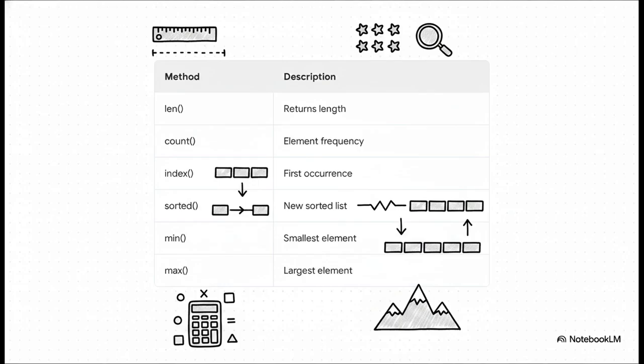And what about sorted? Since we can't change the tuple itself, sorted simply takes the elements and hands you back a brand new sorted list, leaving your original tuple completely untouched. Oh, and of course, min and max are right there to help you quickly crunch numbers.